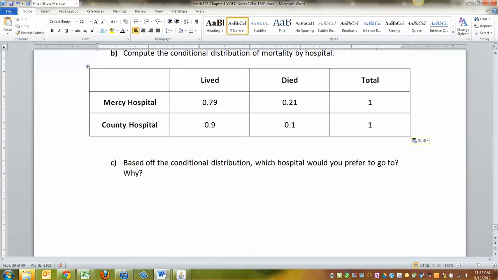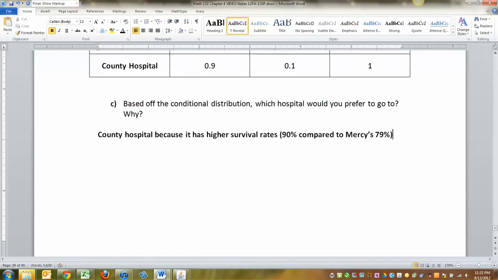Based off of that conditional distribution, which hospital do you prefer to go to and why? Well, I think that's pretty obvious. County Hospital, because it has higher survival rates: 90% compared to Mercy's 79%. So you're thinking, this is so basic. Where's the problem?